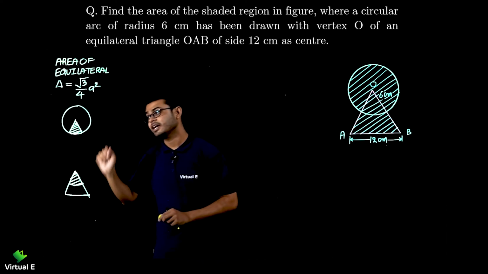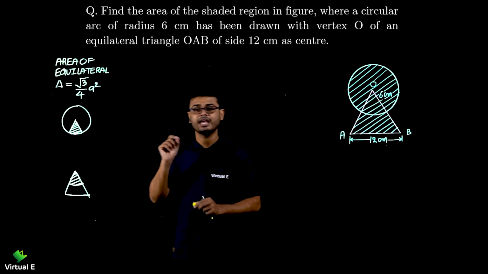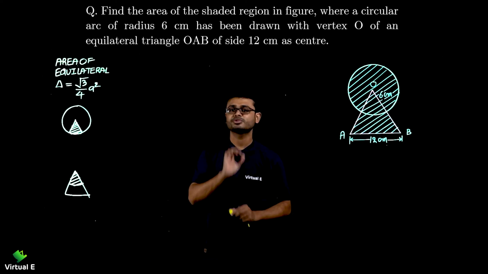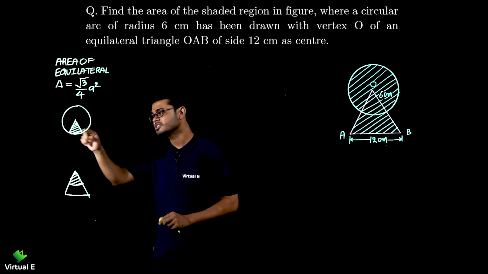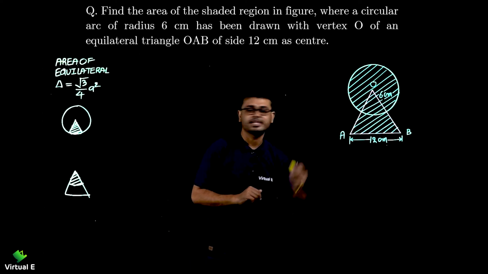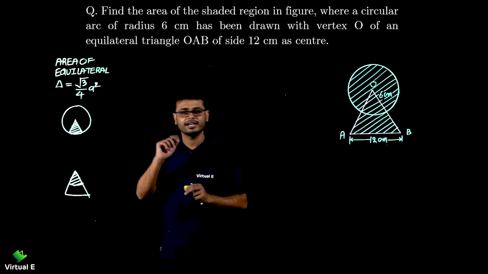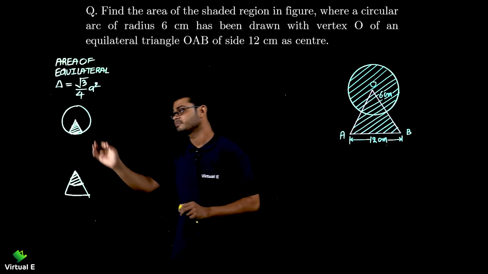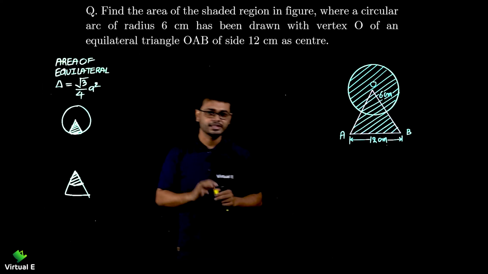But to find the area of the sector, we should be having angle theta, which is subtended at the center. Radius we have, I hope it is 6 cm. So we are fine that theta and r we need. But theta, we do not have it. So how to get the theta?